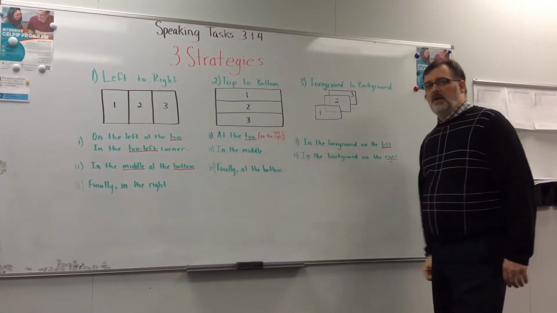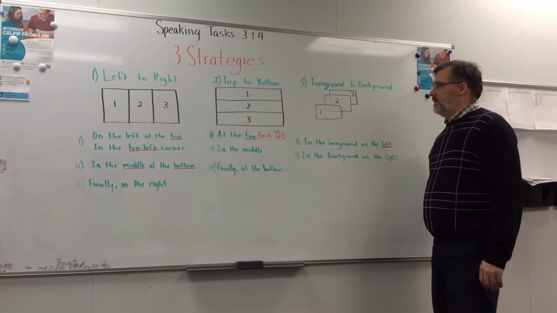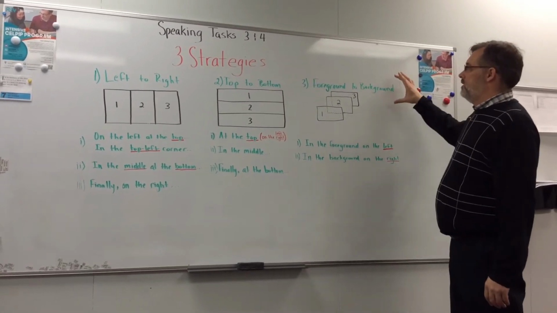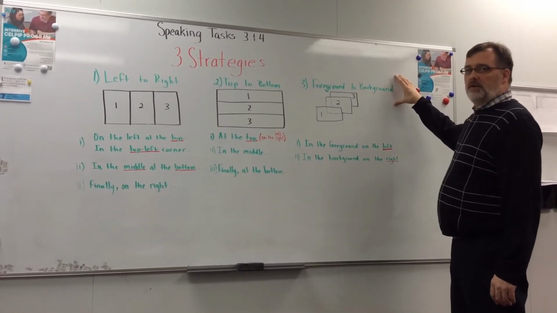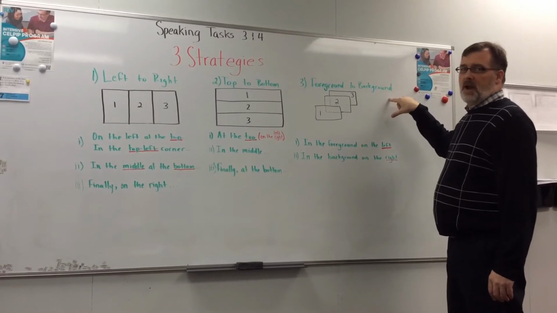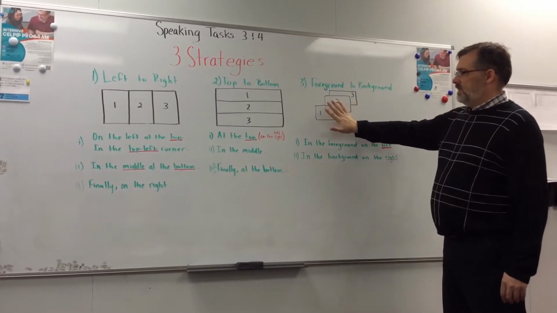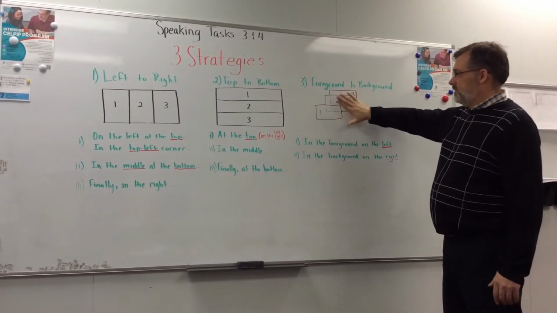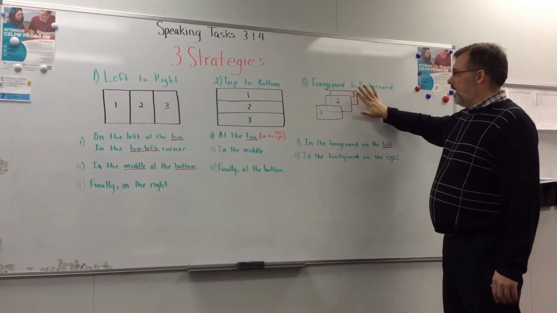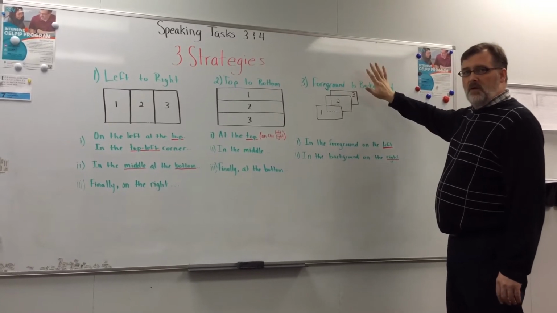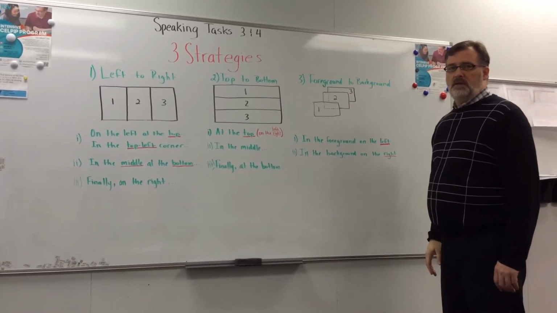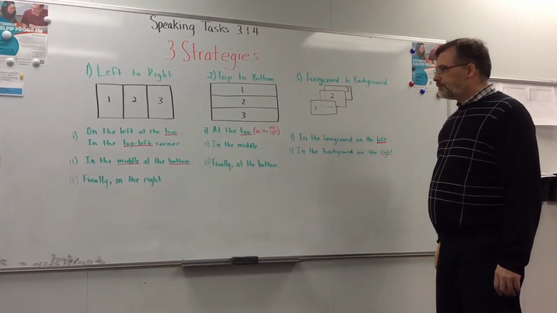And the third way that we describe things in English would be talking about what's in the foreground and then to the background. So it would look something like this. So something that's very close here, and then something that's a little bit further away, and then something that's even farther away, then this might be a good way to describe this picture.